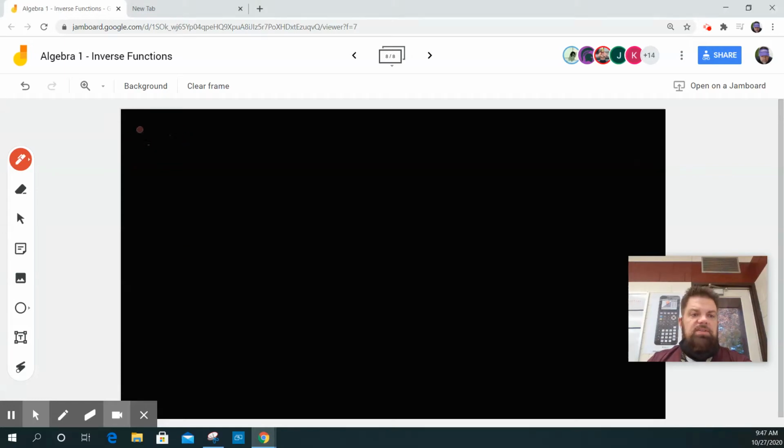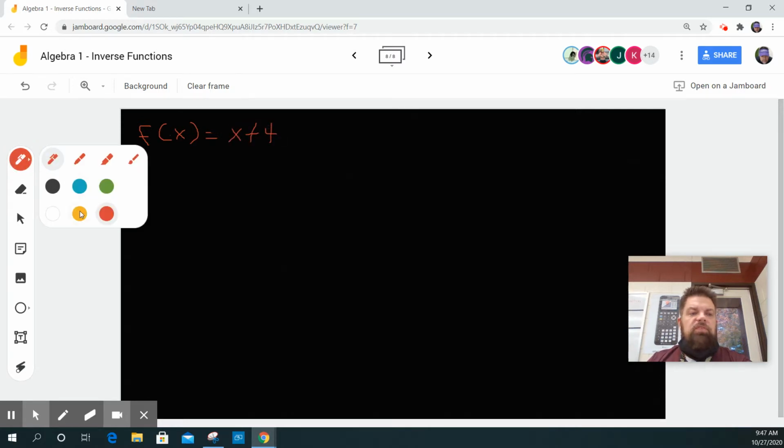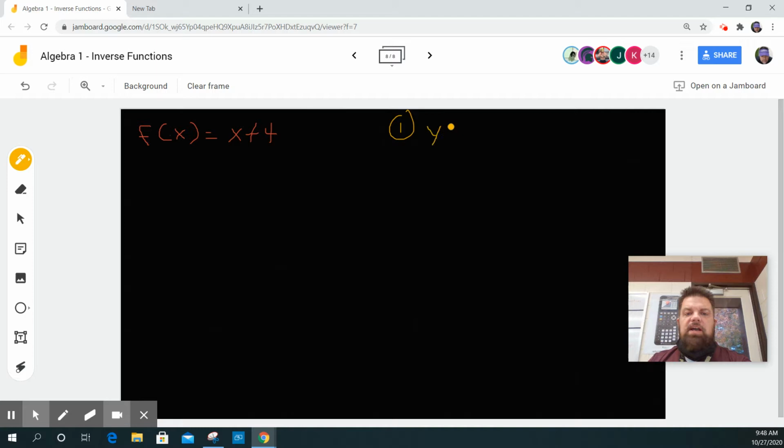All right, so this is an easy one. Let's consider the function x plus 4. Well, if I were to find the inverse of that, the first step is I'm going to let y equal f of x, right? So this becomes y equals x plus 4.